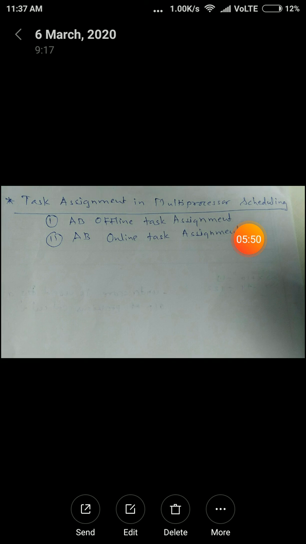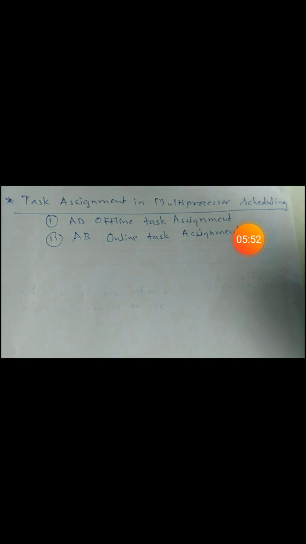Now the second strategy, that is task assignment to minimize total communication cost. In case of scheduling where multiple CPUs are required, communication cost increases with an increasing number of CPUs. Right?